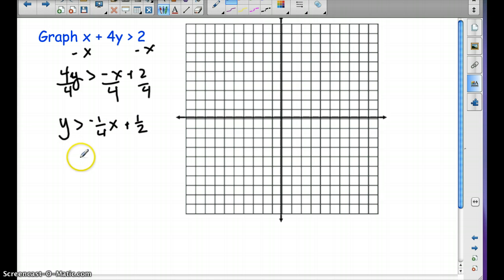And we're going to graph this line like we normally do, but we're going to decide whether or not this line is solid or dotted. So this line is going to be dotted because it's a greater than sign. So to graph this, remember we start at 1/2, and the slope is telling us to go down 1, to the right 4, 1, 2, 3, 4. Or we could go up 1, to the left 4, 1, 2, 3, 4. And this is going to be dotted. So we have a dotted line here.